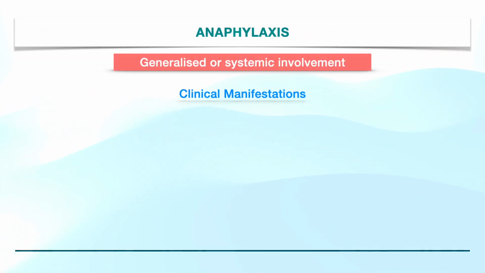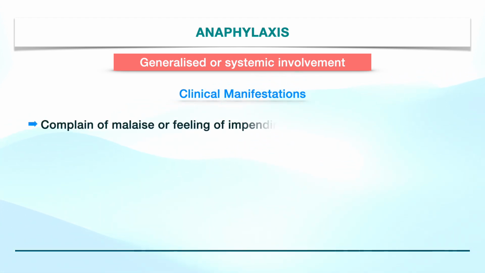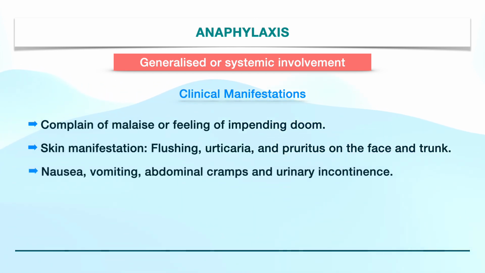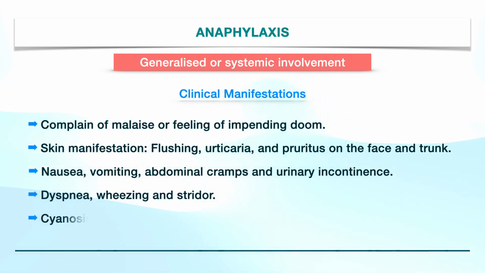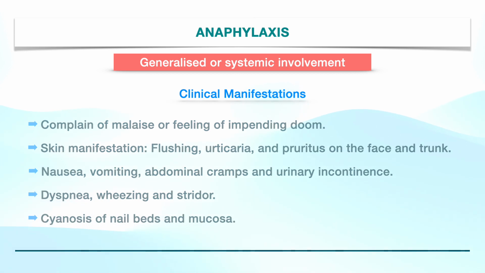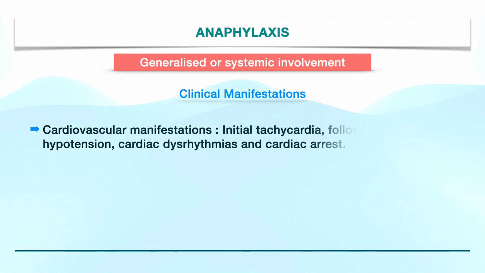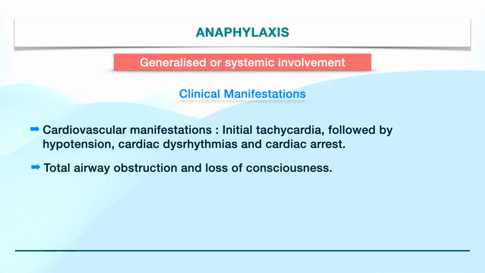Now let's look into the generalized or systemic anaphylaxis. It begins with the patient complaining of malaise or feeling of impending doom. There will be skin reactions such as flushing, urticaria, and pruritus of the face and trunk, nausea, vomiting, abdominal cramps, and urinary incontinence, dyspnea, wheezing, and stridor, cyanosis of nail beds and mucosa. The cardiovascular manifestations include initial tachycardia followed by hypotension, cardiac dysrhythmias, and cardiac arrest. Ultimately, there is total airway obstruction and loss of consciousness.